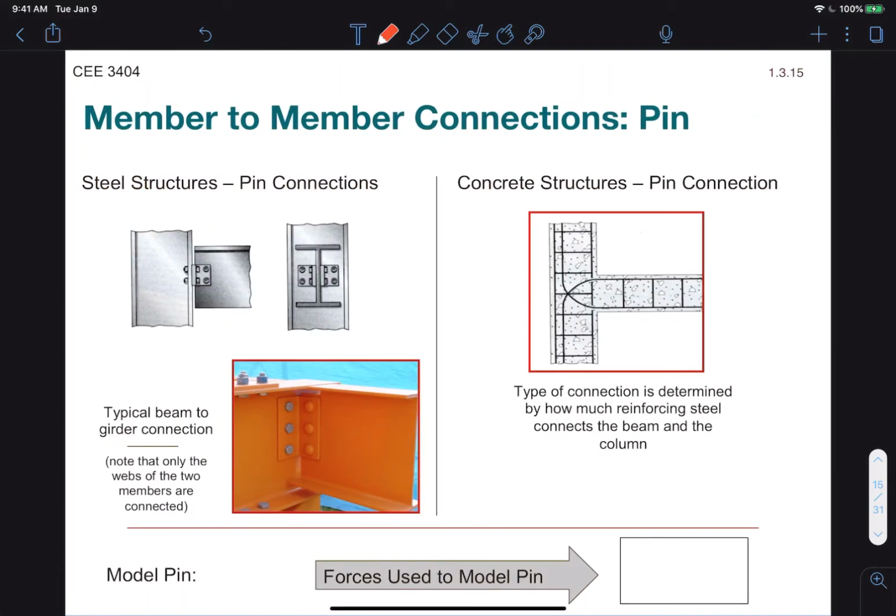So now we move into member-to-member connections. These are different in the sense that they now model internal forces, whereas supports model external forces and moments. So the pin connection for steel structures looks like what you see here, where the beam is connected generally at the web. And if you don't know what the web is, it is this vertical part of the beam.